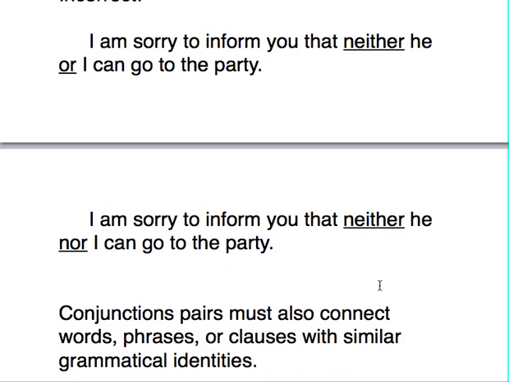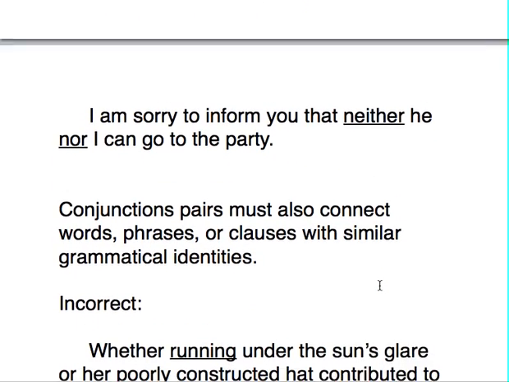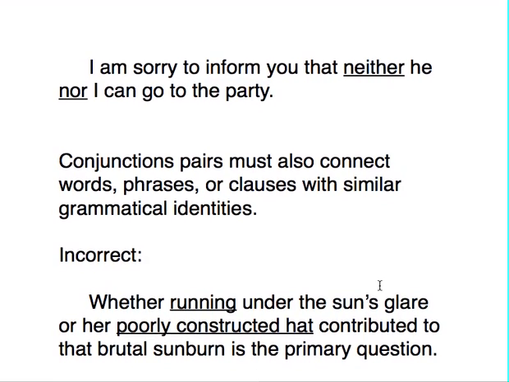Conjunction pairs must also connect words, phrases, or clauses with similar grammatical identities. So if you're going to use conjunction pairs to compare something or to make a list, make sure that they are parallel. Here's an incorrect sentence. Whether running under the sun's glare or her poorly constructed hat contribute to that brutal sunburn is the primary question. This is incorrect because running is a verb, while poorly constructed hat is an adverb.